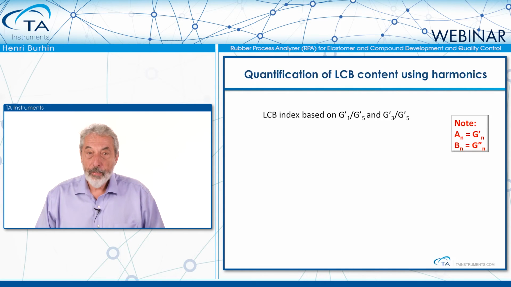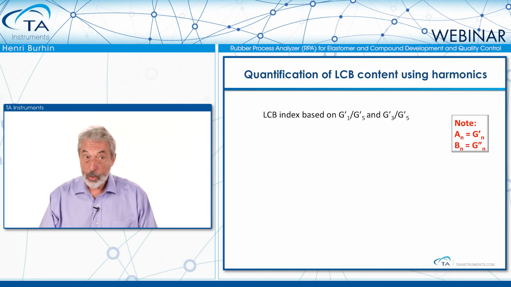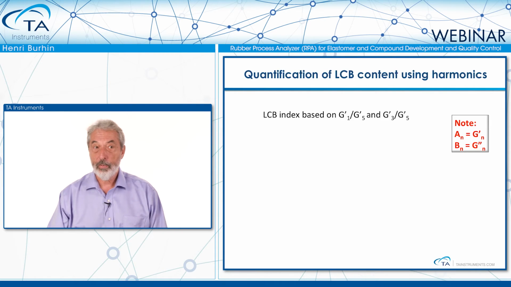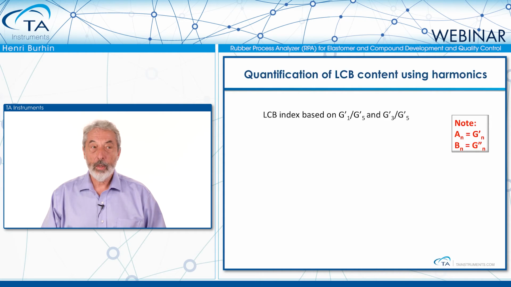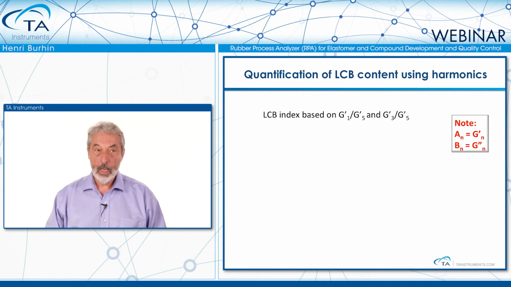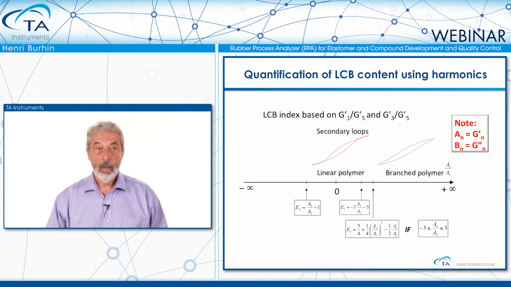So the graph you have seen before is a Lissajous figure, and we can easily see with the Lissajous figure whether a polymer is branched or linear, but we're missing a mathematical value. So in order to get a mathematical value, an LCB index has been calculated, which is based on a ratio of higher harmonics of the real modulus, the elastic modulus. What you're going to see in the following graph is that we're using AN, but you have to remember that AN equals G prime N and BN equals G double prime N. So the in-phase, the real, and out-of-phase imaginary property.